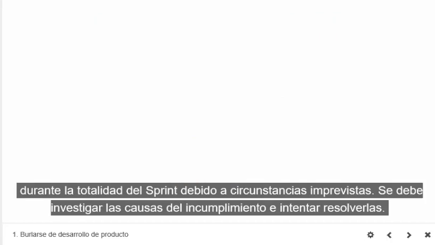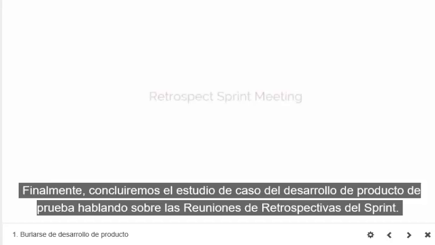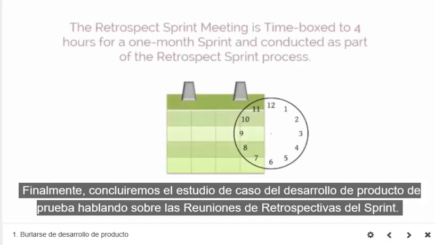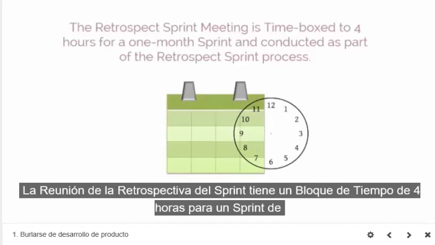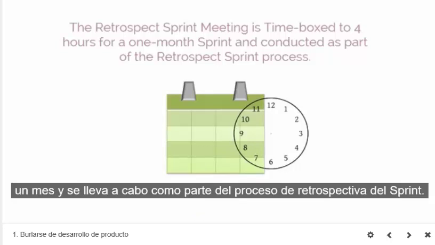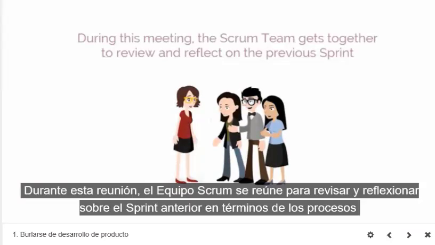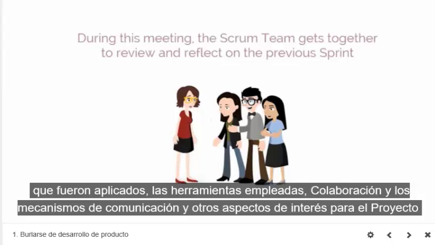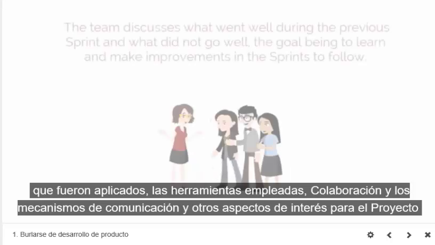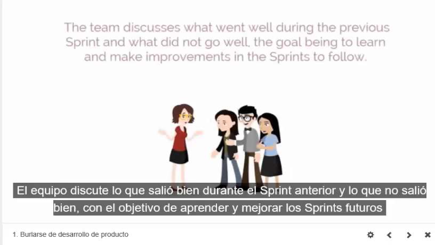Finally, let's conclude the mock product development case study with a discussion on the retrospect sprint meeting. The retrospect sprint meeting is time-boxed to 4 hours for a 1-month sprint and conducted as part of the retrospect sprint process. During this meeting, the Scrum team gets together to review and reflect on the previous sprint in terms of the processes followed, tools employed, collaboration and communication mechanisms, and other aspects relevant to the project. The team discusses what went well during the previous sprint and what did not go well, the goal being to learn and make improvements in the following sprints.